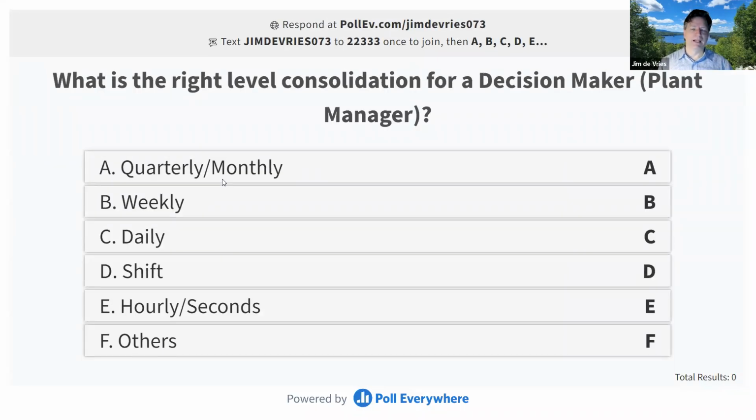So what is the right level of consolidation for a decision maker? In this case, we said a plant manager. So this is a polling question. Again, respond in pollev.com, Jim DeVries 073, and enter in your answer. If you were a plant manager running this facility, what would be the right increment? What would you want to be looking at your data at? What time increment? Mark, Suresh, any comments?